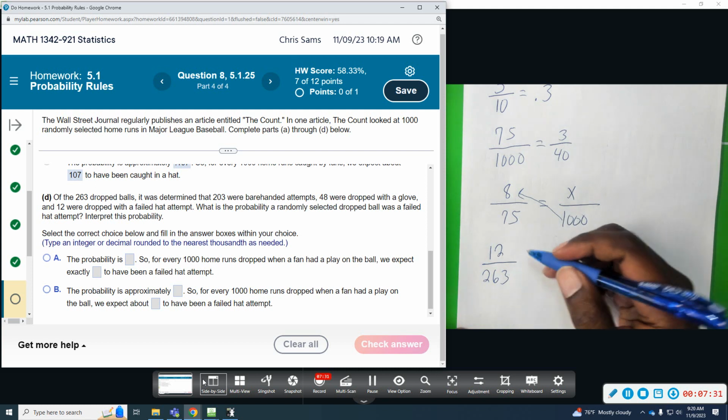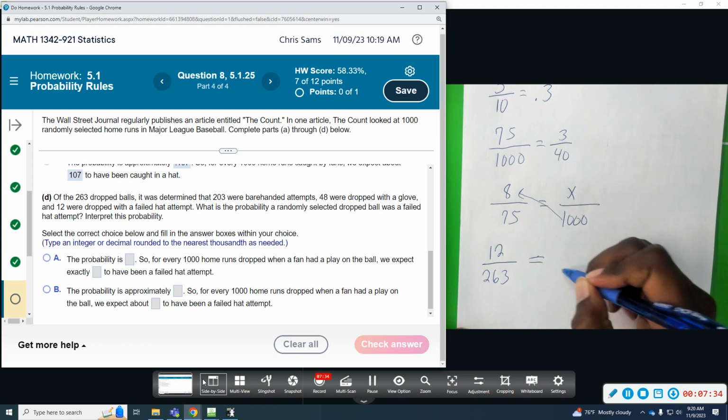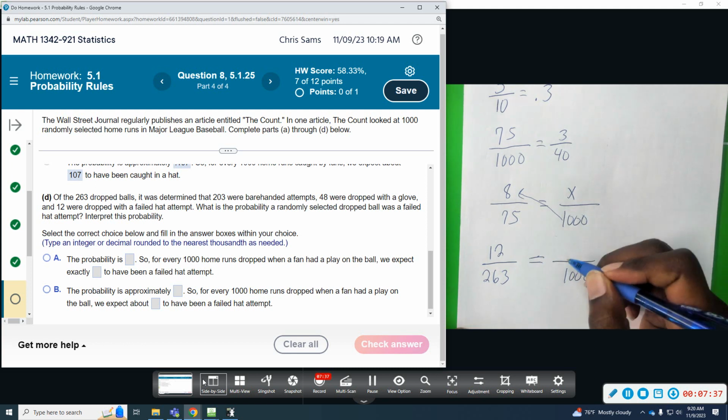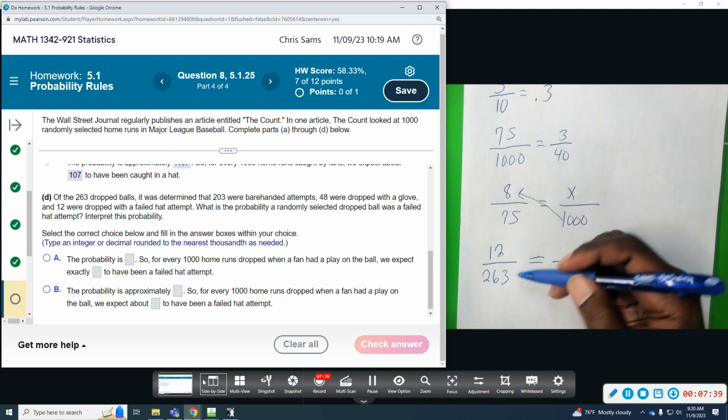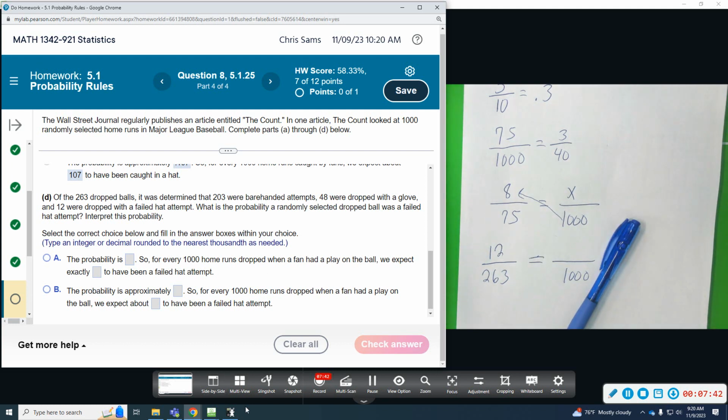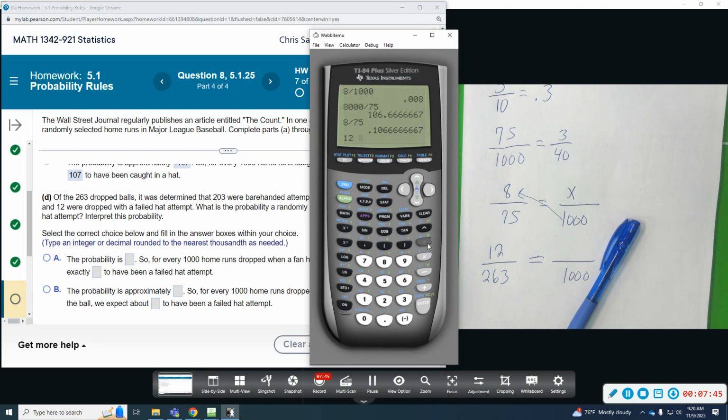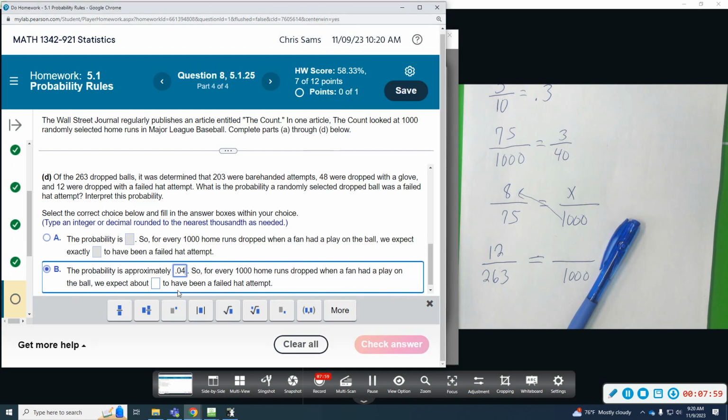And then every 1,000, we're going to do it again, cross multiply. So out of 1,000, how many would be dropped? So I just multiply that number by 1,000. So let's do 12 divided by 263. We get about 0.046. So if I multiply this by 1,000, that tells me about 46 out of 1,000 would have been failed with a hat if 1,000 were caught.